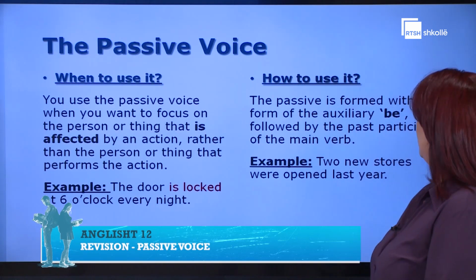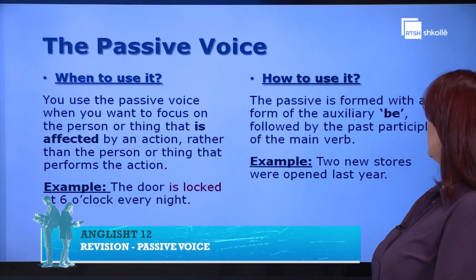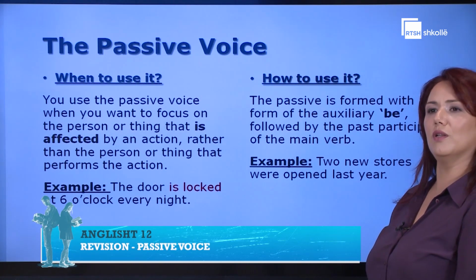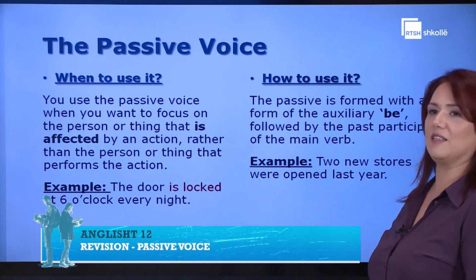How to use it? The passive is formed with the form of the auxiliary to be followed by the past participle of the main verb. For example, 2 new stores were opened last year.